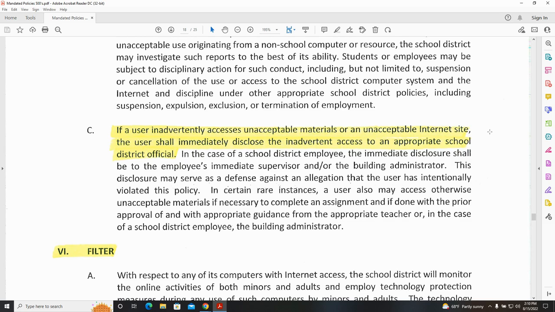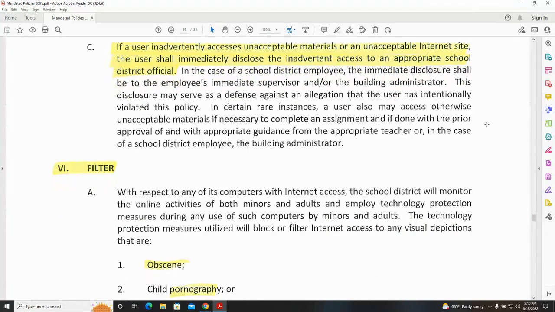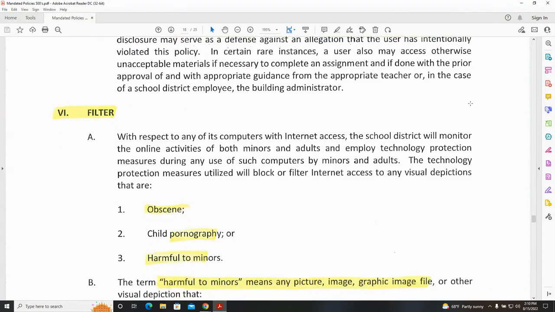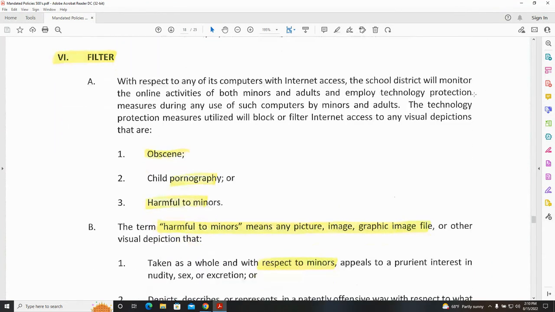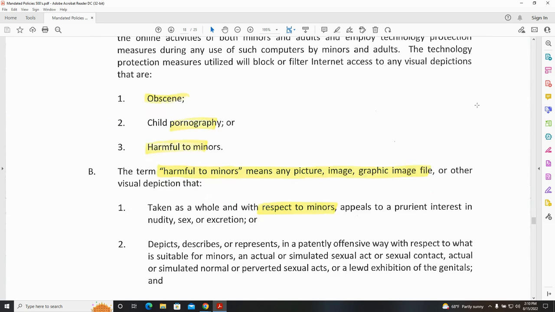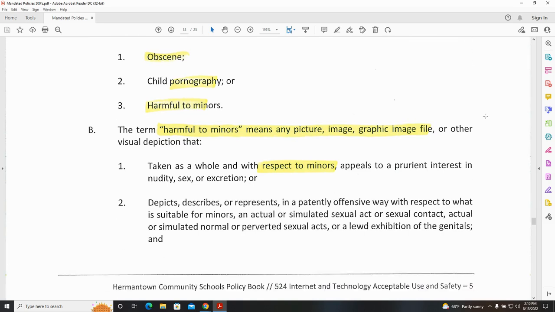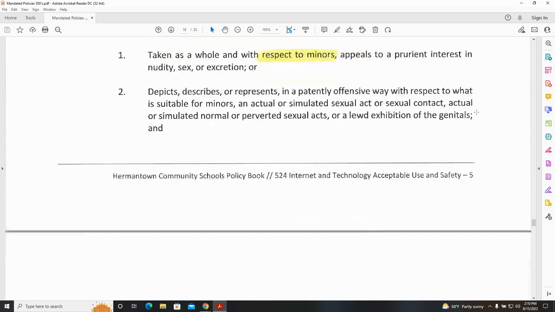Sometimes, again, we can't always control what we receive. The school district does have a filter on the internet and the Wi-Fi. The goal is to prevent obscene or pornography or any information that is harmful to minors. And harmful to minors is defined as pictures, images that are graphic in nature or show disrespect to minors in general.